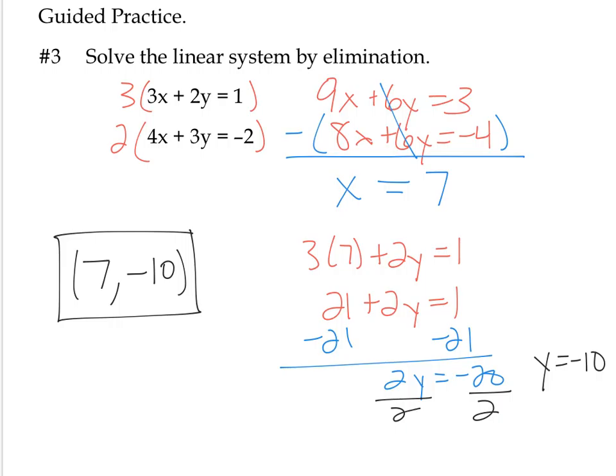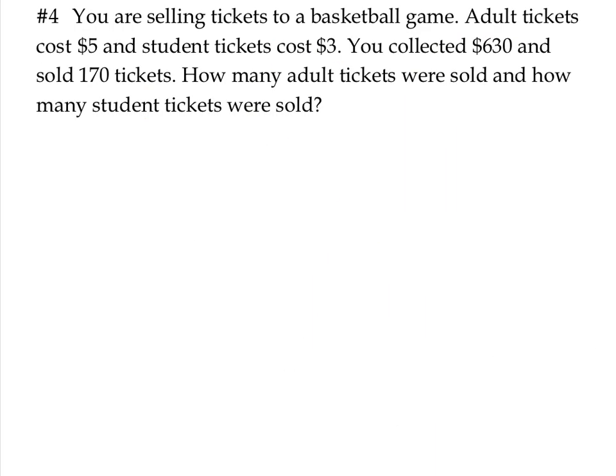All right. Let's take one more look at something here, a word problem. Okay? You're selling tickets to a basketball game. Adult tickets cost $5 and student tickets $3, and we know how much money we collected, $630, and how many tickets we sold, 170. So we want to write two equations based on this. And the first thing we want to do is define our variables. So I'm going to say x equals adult tickets. Okay? And we're going to say y equals student.